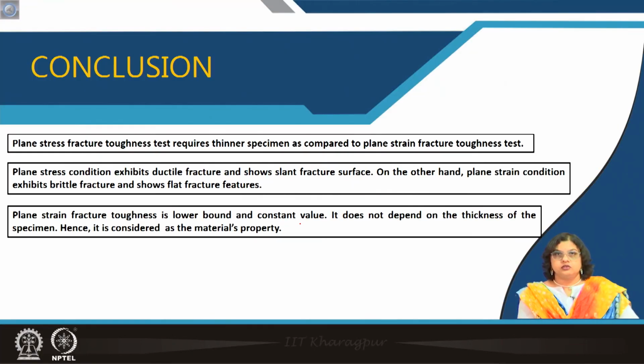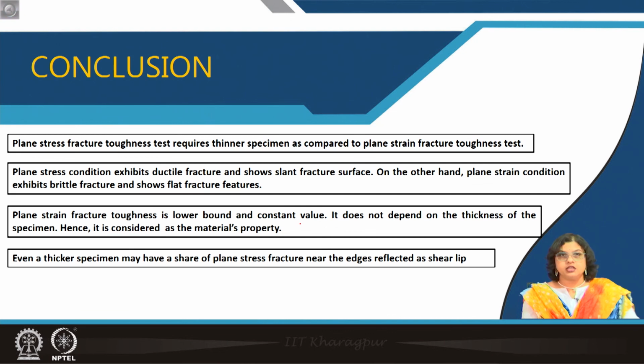Okay. So, with this let us conclude this lecture. What we have seen in this lecture is that the plane stress fracture toughness test requires a thinner specimen. On the other hand, if we want to do plane strain fracture toughness, we need a thicker specimen. Plane stress condition typically exhibits ductile fracture and that leads to a slant fracture surface, and on the other hand plane strain condition exhibits a brittle fracture with a flat fracture surface. Of course, in case of plane strain fracture toughness, the values are lower bound, the lower limit values and a constant value, and that is why it is considered as the material's property.